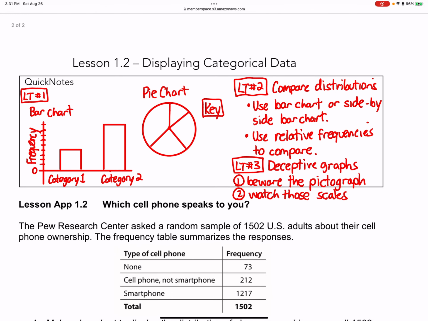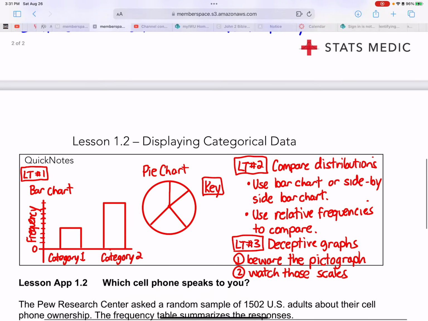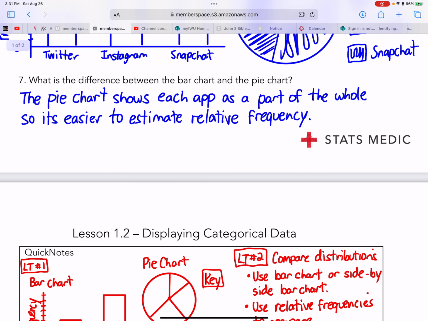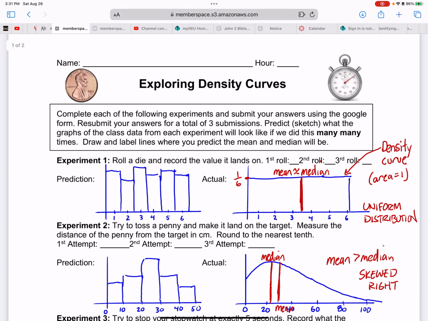Then Learning Target 2: to compare your distributions, you could have a side-by-side bar chart. You could put a bar chart if it had several categories, and then you could put another bar chart right next to it. You also need to use relative frequencies to actually compare the percentages, because it's a little bit harder to compare frequencies than percentages. It gives you a little bit more data. Watch out for deceptive graphs. I'm going to go ahead and show you a deceptive graph. Let's go ahead and look.